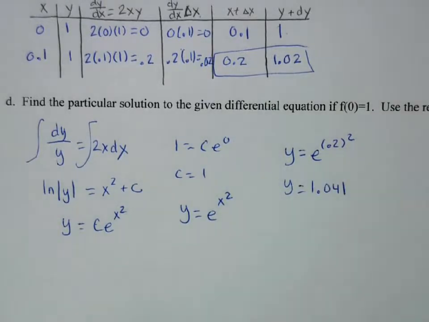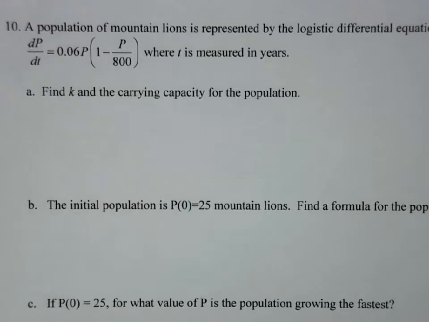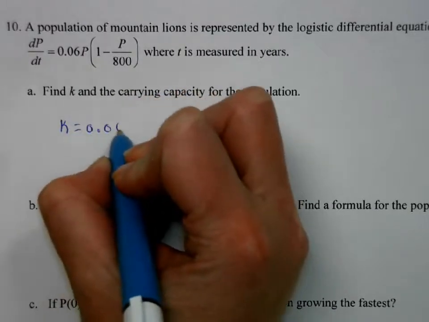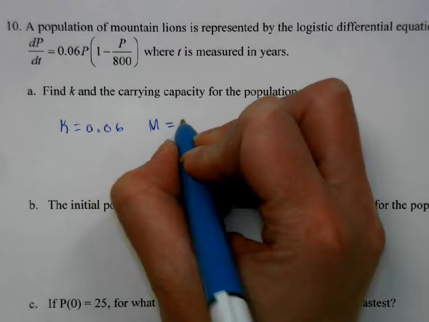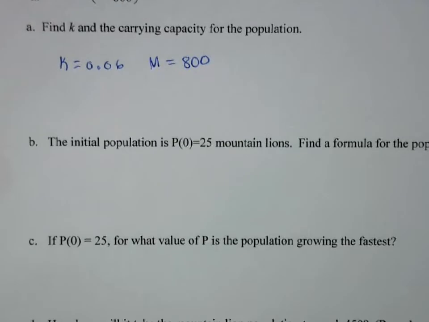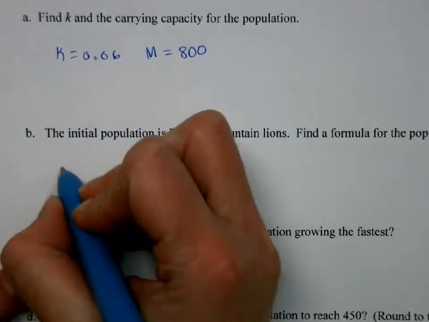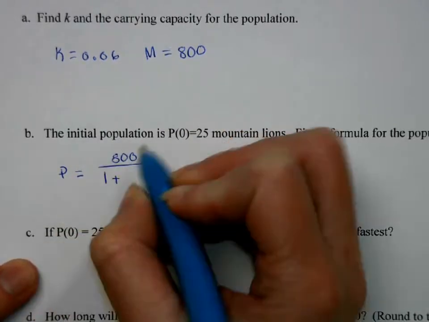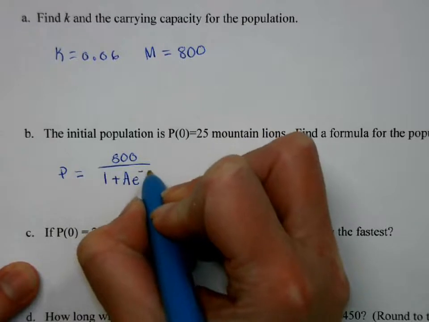Our last problem here is a logistic problem. So you just need to understand the structure and the general solution. So we're going to find K and the carrying capacity. So when it's in this structure, K is going to be 0.06. My carrying capacity, which we'll call M, is 800. Okay, so with that, we're going to find the formula. So P equals, my carrying capacity is 800 over 1 plus AE to the negative 0.06 T. Okay, you do not have to solve this generally. You should know this formula.